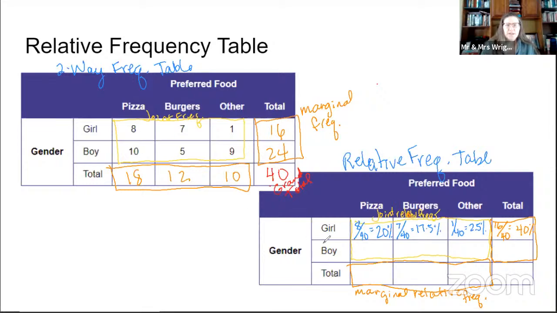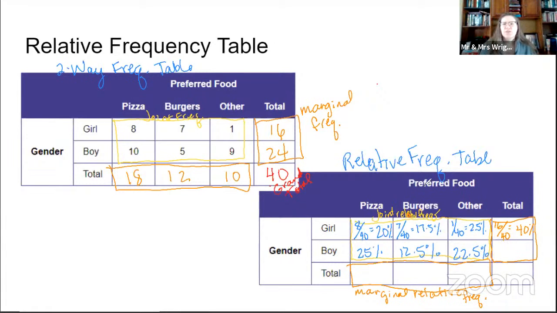All right, so now boys, I'm going to do the same thing here. I'm not going to write it out since you already got the idea. I have 10 boys who like pizza, so I'm going to take 10 and divide by 40, and I get 25%, or 0.25. For boys who like burgers, it's 5 divided by 40, and I get 0.125, so it's 12.5%. And then there's 9 boys who don't like pizza or burgers. They prefer something else. I'm going to divide that by 40 and I get 22.5%, or in my calculator, it actually says 0.225.